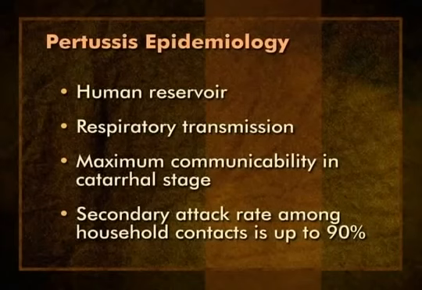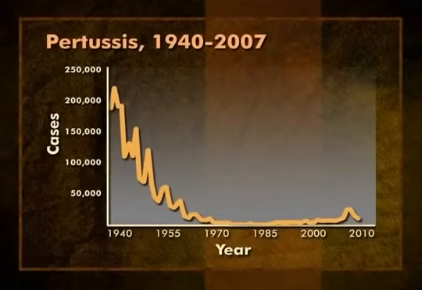Pertussis is very contagious. The secondary attack rate among household contacts is up to 90%, which means that a person with pertussis will infect almost every susceptible person in the house. This graph shows the number of reported cases of pertussis by year since 1940. Notice the scale of the vertical axis. 250,000 cases between 1940 and 1945, an average of 175,000 cases and 2,700 deaths from pertussis were reported each year.